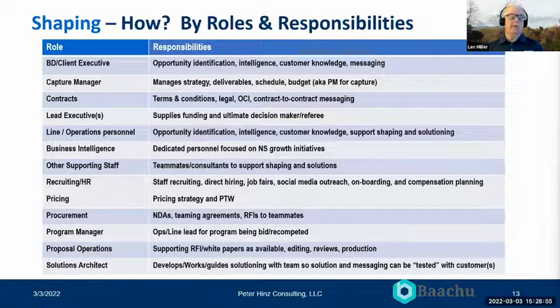In some small companies, the BD person might also be the capture manager, who might also be coming from the line organization. So he might be a program manager. I see that happen a lot. It doesn't mean they can't do that. It's just they need to know when to pivot between their roles, and the other people on the team need to know what their roles are. So just make sure that's well defined and everybody understands who's playing what roles.